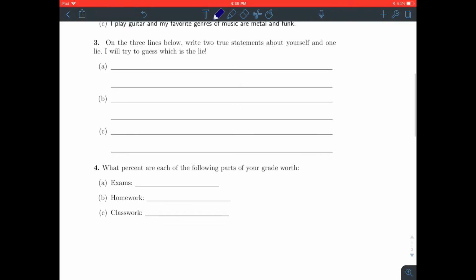For problem number 3, obviously you guys will have your own answers, and I'm going to try to guess which one is a lie, so I'll have to skip past this one. In terms of what percent each of the following parts of your grade are worth, you can find this stuff on the syllabus. The whole goal is that I want you to refer back to the syllabus though, so I'm not going to give away these answers. You can find them right here.